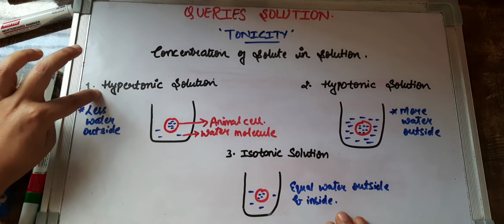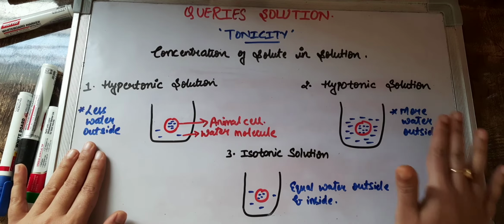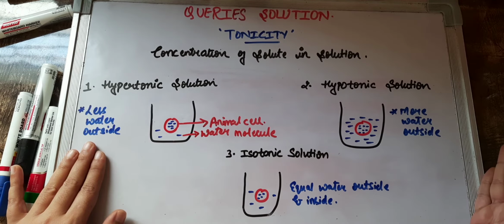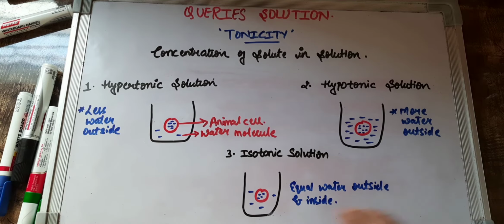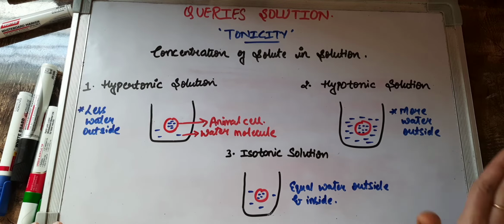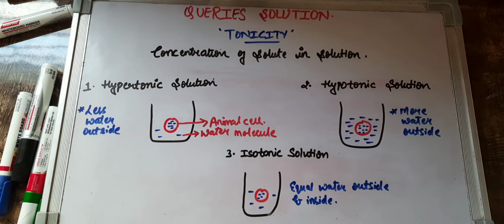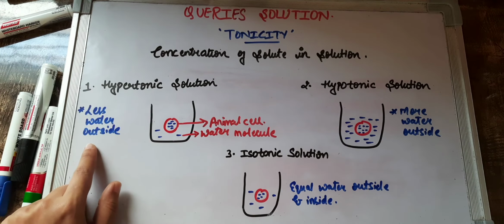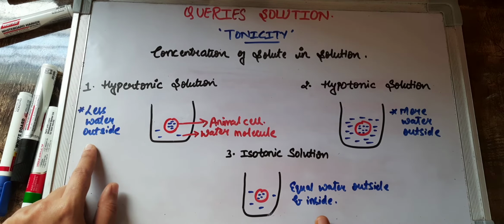Hyper means what? The solute concentration will be more but the water concentration will be less. Hypo means what? The solute will be less, and the water will be more. And iso means what? When there will be a balance. Now right now children, to understand how an animal cell will behave, I am not taking an example of solute. I am just considering the water content they will have. So hyper will have less water, hypo will have more water, and iso will have an equal amount of water.